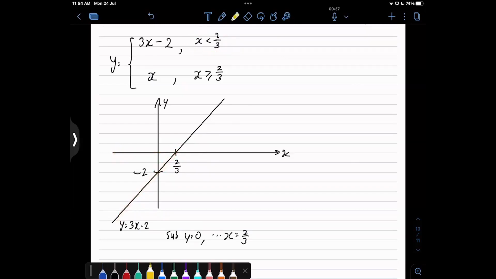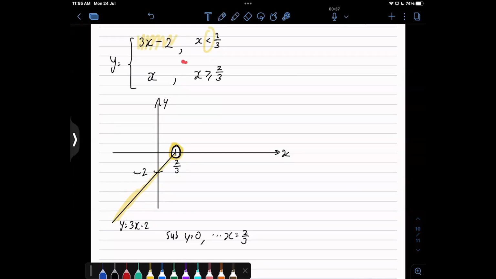graph. Let me use my highlighter. Yellow color for this part. But it's strictly less than, so it should actually be an empty circle there, right? Up to this point, it will be an empty circle. Is that okay?